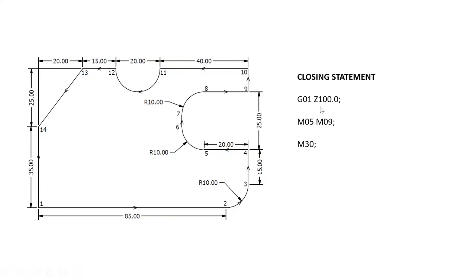Moving on, for the closing statement, we will have a G01 and Z100. This is simply moving upward from the cutting. And the next statement is M05 and M09. It simply means that the cutter and the cooling are shut down, and M30 is machine shutdown.